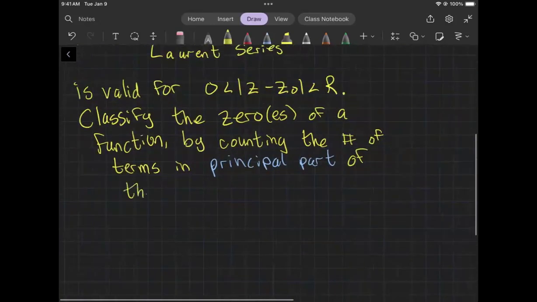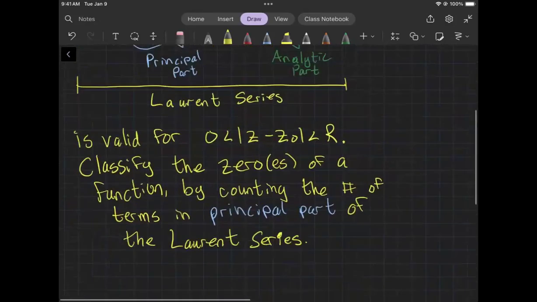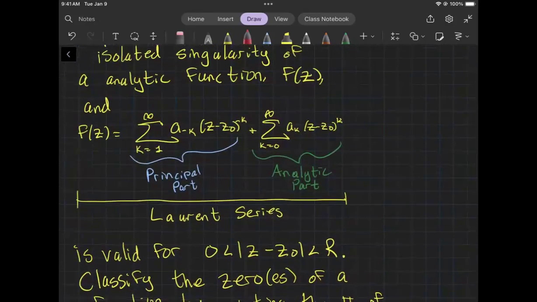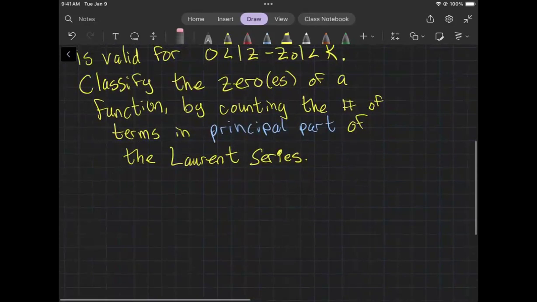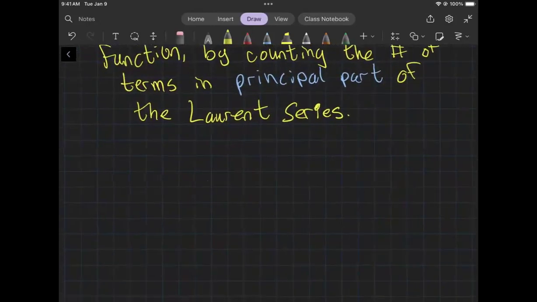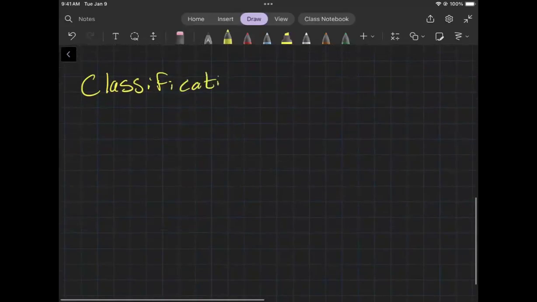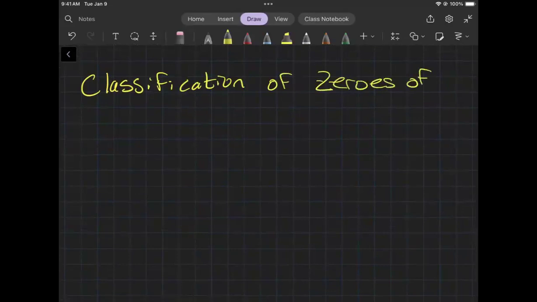Okay? We have the Laurent series. That's essentially what we're doing here. So we're going to look at the principal part of the Laurent series, and we're going to classify what type of zero it is for a particular analytic function. Okay? So right away, we're going to look at the classification of zeros of f of z. Okay.